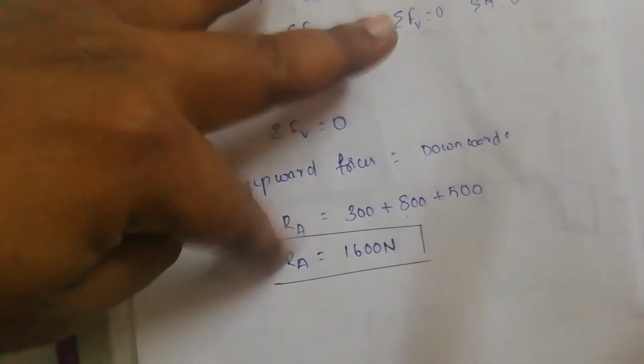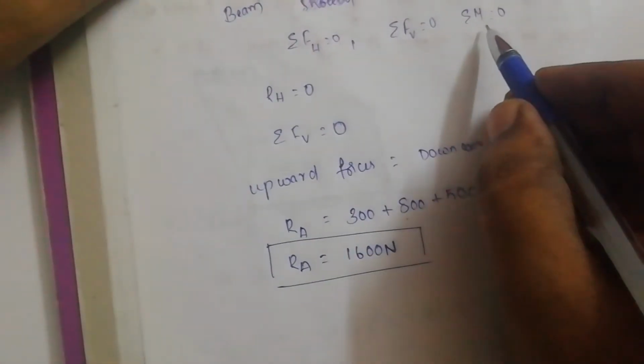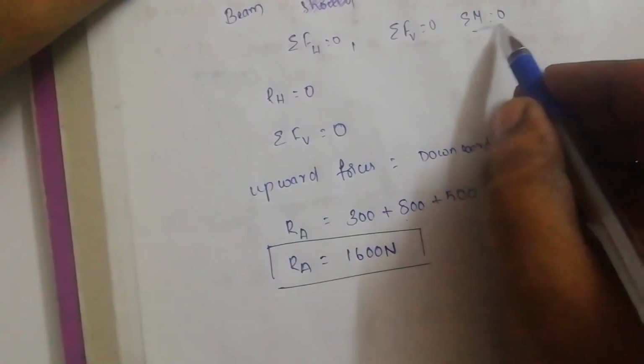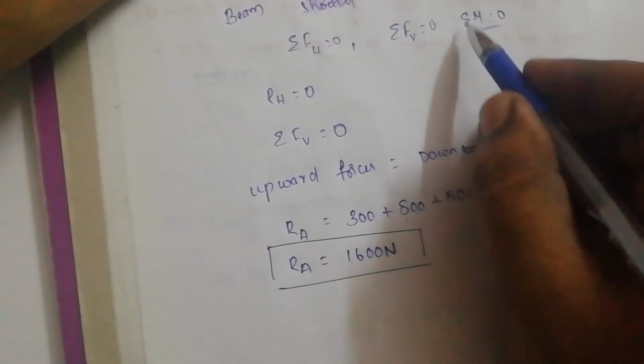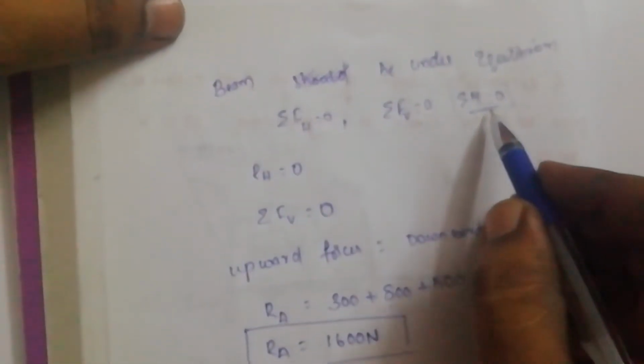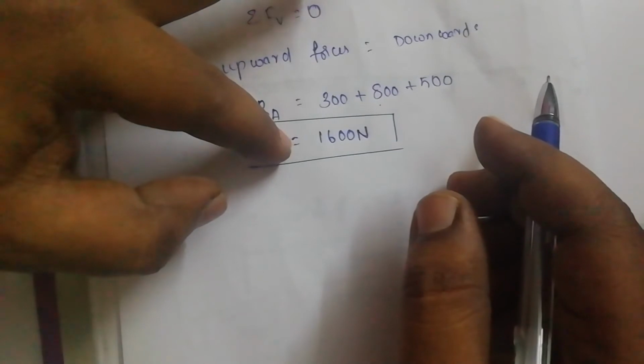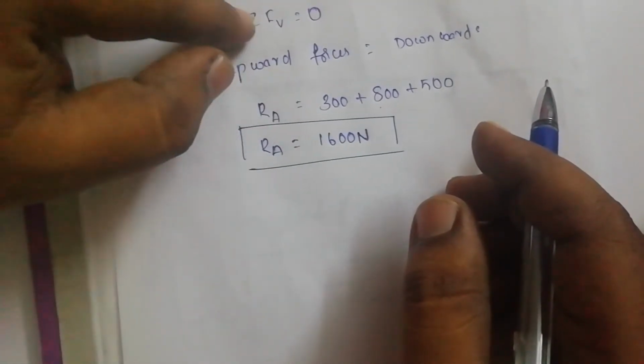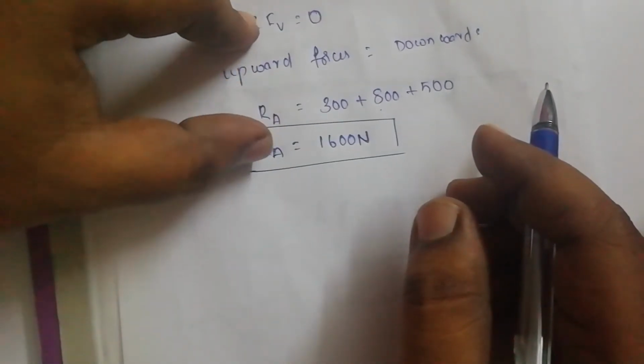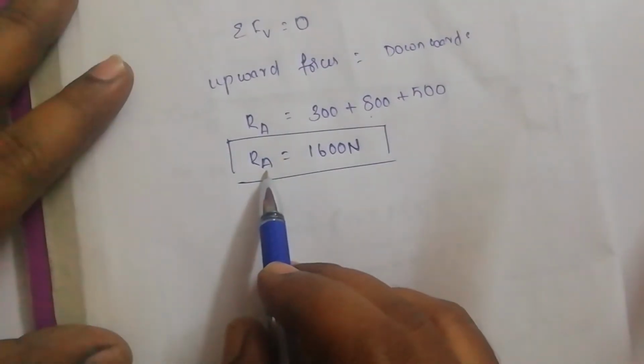Okay, so first we have taken the moment. Since we can take moments about any point, but most probably in a cantilever beam the summation of moments will not be used, because we have two unknowns. One we have identified from the summation of horizontal forces, and another we have obtained from the summation of vertical forces equal to 0 equation.